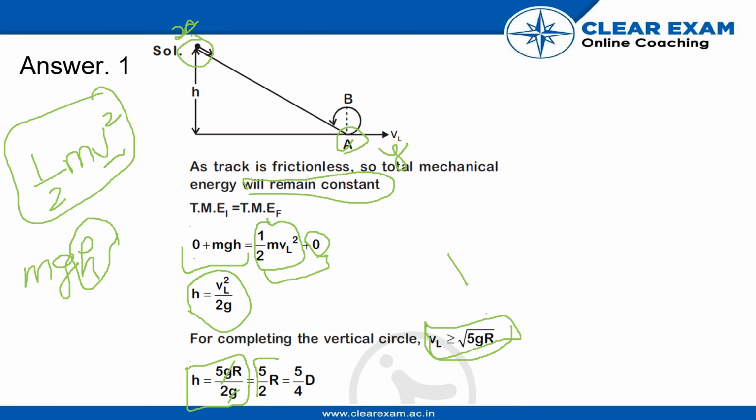R is the radius, and we can also write R in terms of D. Here we have 5 by 2 times R, and R is D by 2, so it becomes 5 by 4 times D, because we know that the diameter is double the radius. So if we substitute D, the answer becomes 5D by 4. That is option 1.